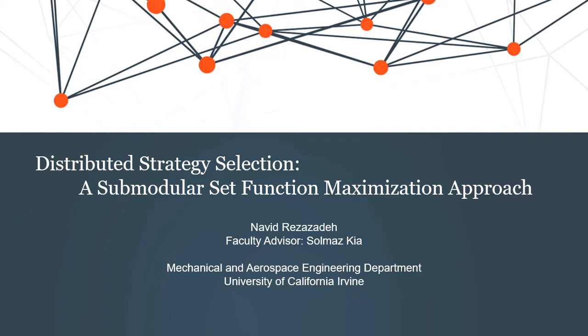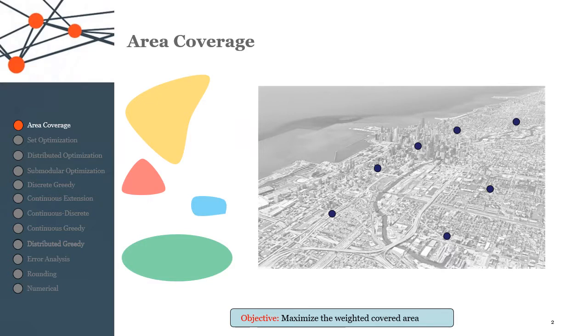My talk today is on distributed strategy selection, and our approach towards it is submodular set function maximization. My faculty advisor is Professor Kia. Let me start with a simple example, the example of area coverage.